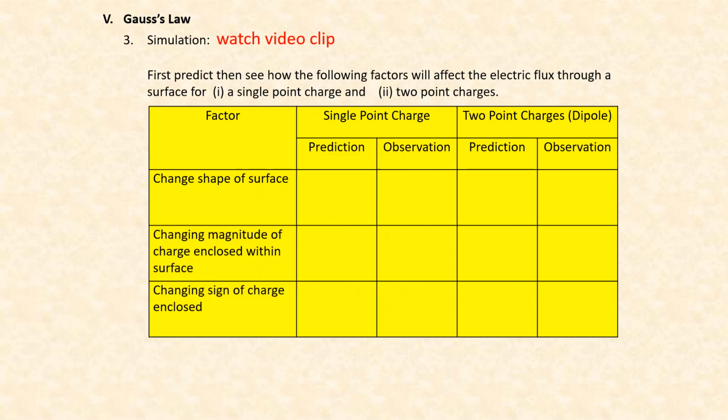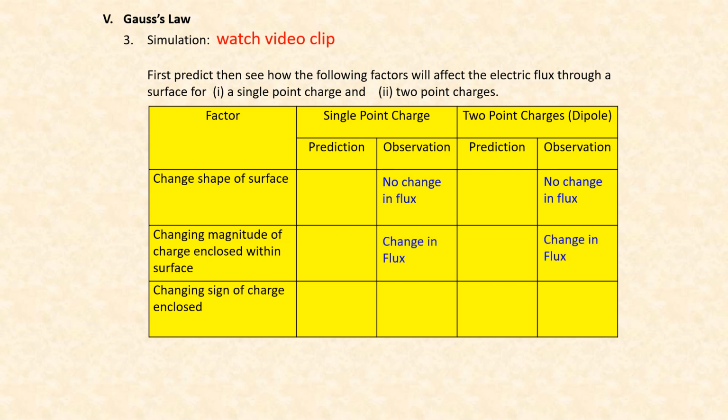So let's quickly review the factors that affected the electric flux in the simulation we just witnessed. Starting with changing the shape of the surface. As you recall, when we change the shape of the surface, so long as we didn't change the amount of charge enclosed, this had absolutely no effect on the flux. Changing the shape of the surface does not affect the number of field lines that penetrate it. Changing the magnitude of the charge enclosed within the surface certainly changed the flux through the surface. We saw in our simulation that when we doubled the charge enclosed, we doubled the flux through the surface.